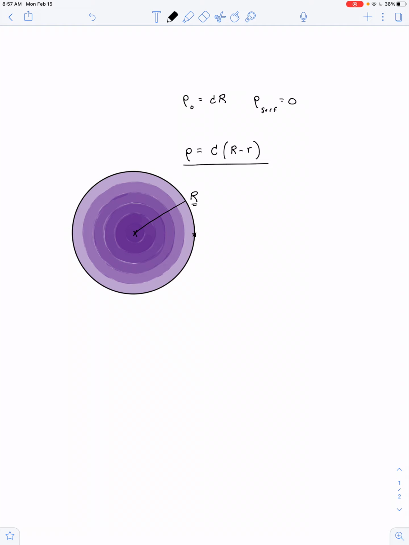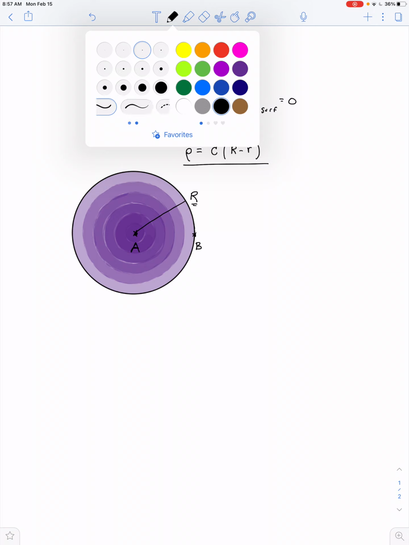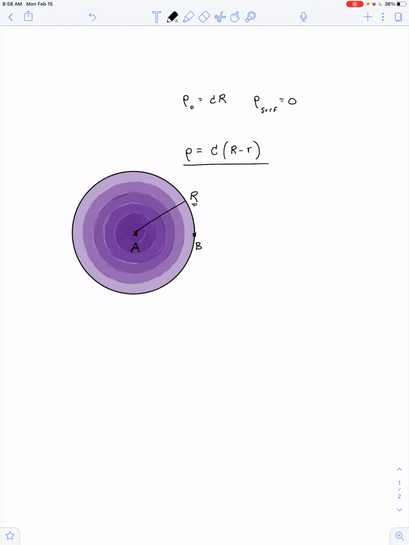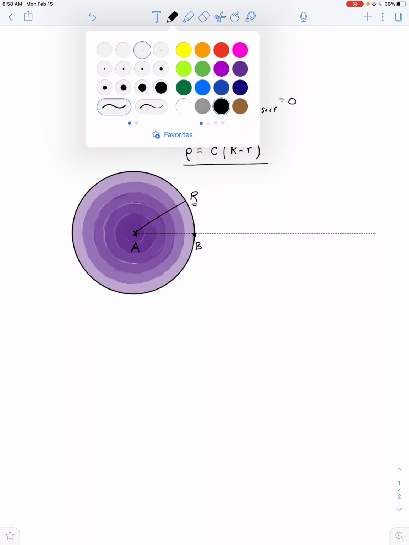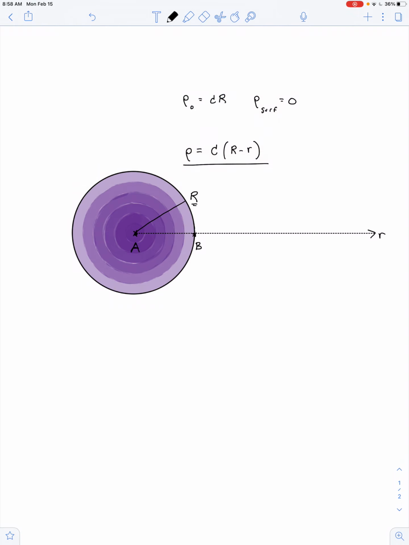Well, if that's the case, then I want to ask the same question as in the previous videos. What's the electric potential at point A? What's the electric potential at the surface, which we'll call point B? Might help to draw in our radial axis. What's the electric potential at point C? And what's the electric potential infinitely far away?